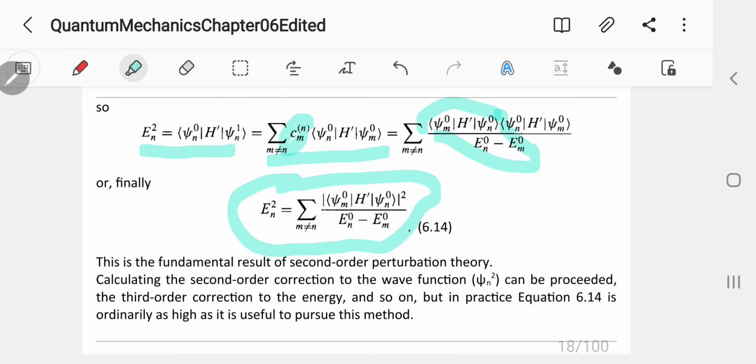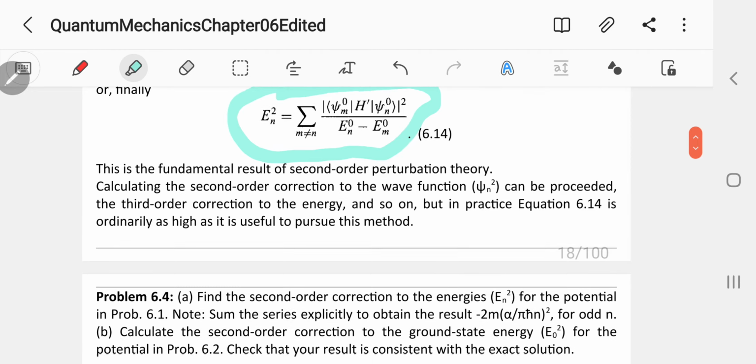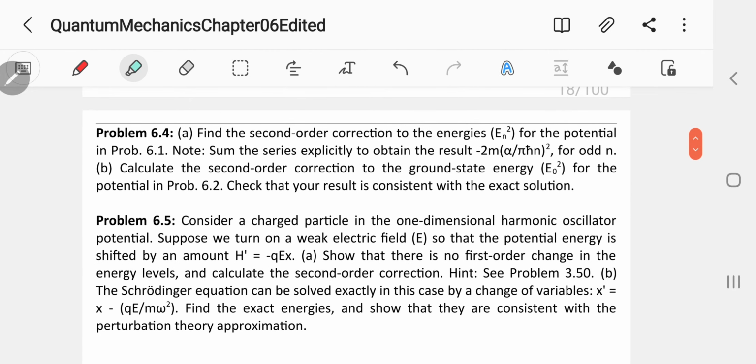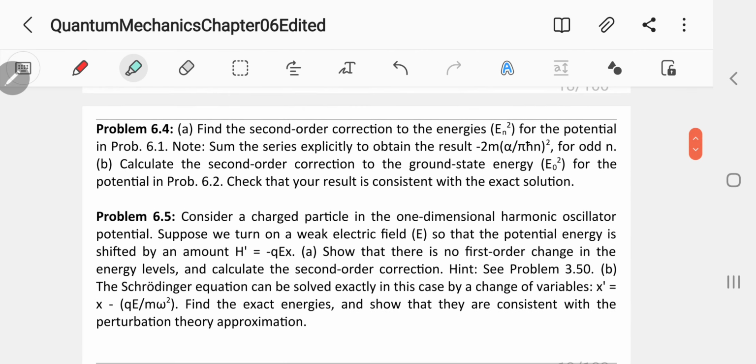But you can also proceed to the third order, fourth order, but those are very negligible already, but you can do that. So these are the problems that you can solve for this one.